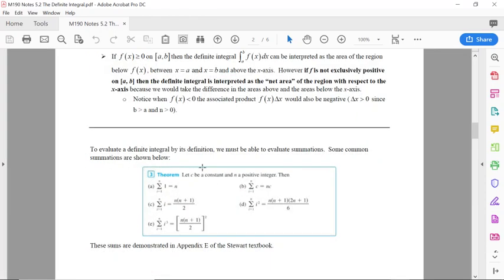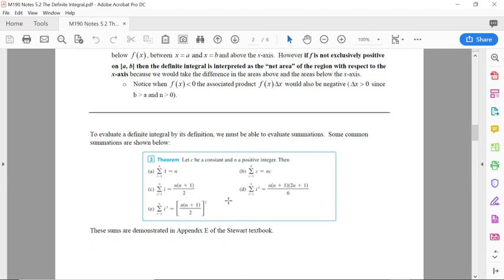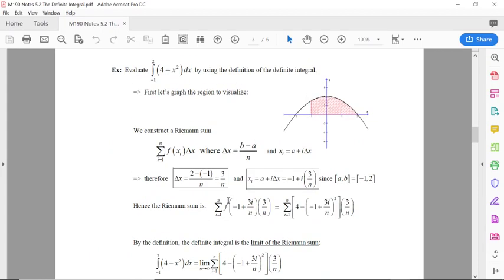Now, in order to be able to evaluate these definite integrals through the use of a limit of a Riemann sum, we would need to be able to evaluate certain summations, and this table here shows the evaluations of certain summations. The derivations of these are shown in the back of the textbook in the appendices. We won't need to see those derivations here. I showed a couple of them in a previous lecture video from 5.1. Okay, but we need to have these nearby so that we can evaluate these type of expressions in our summations. So let's take a look at where they might show up.